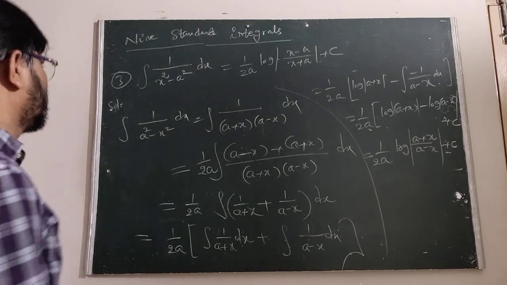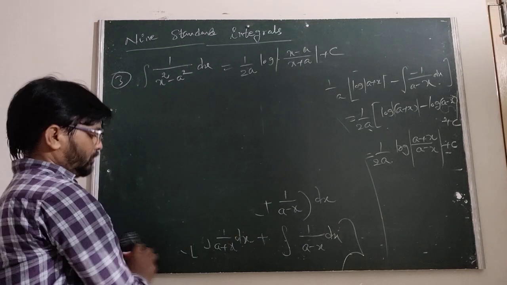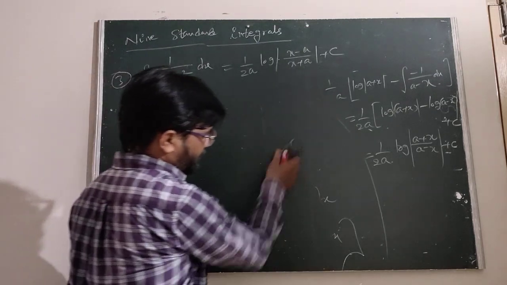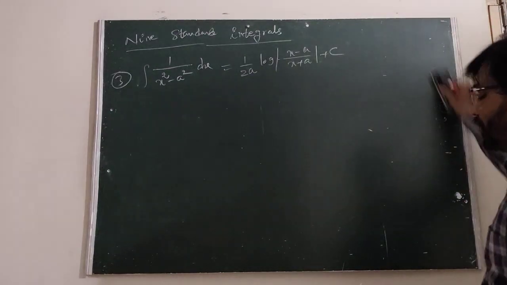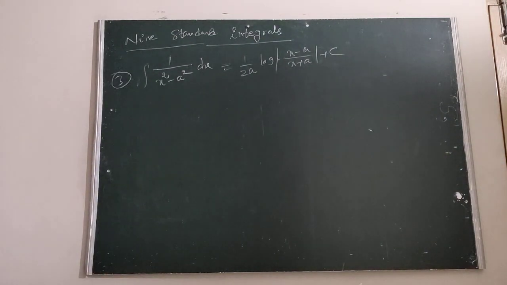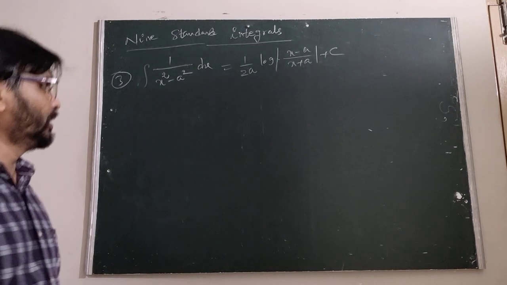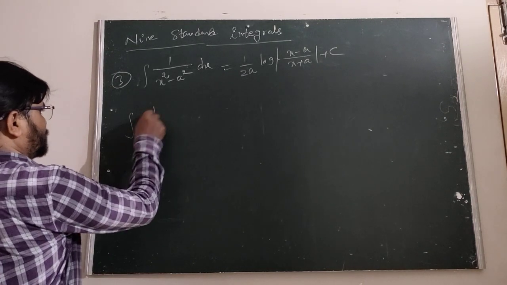Now we are going to discuss the third one. Integral 1 by x square minus a square dx is 1 by 2a log mod of x minus a by x plus a. Now this is just one minute.